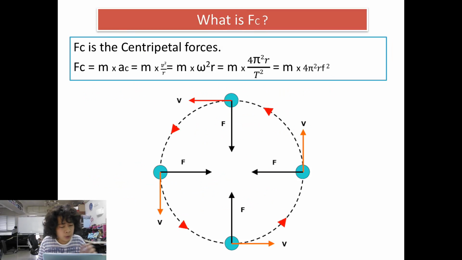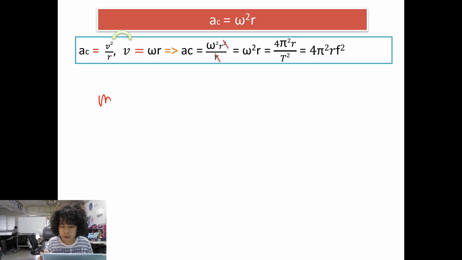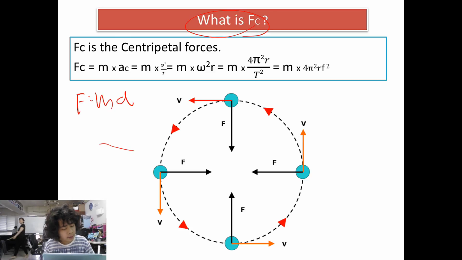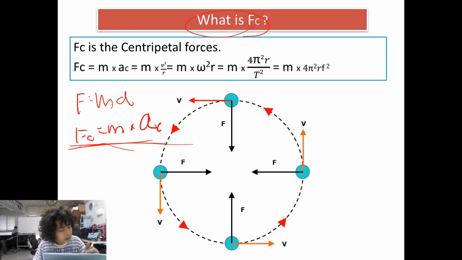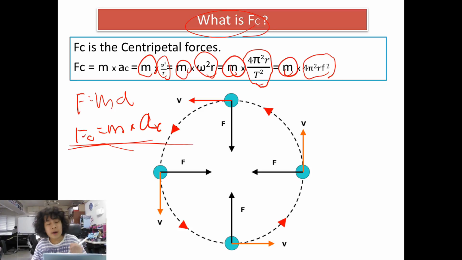And next, what is FC? FC is centripetal force, not centripetal acceleration. Centripetal force is the force toward the center, because whenever there's acceleration, there's force. Because F equals MA, FC equals M times AC. So for all the formulas, V squared over R, omega squared R, 4 pi squared R divided by T squared, 4 pi squared R F squared, just multiply by m and you get FC. Because there's AC, there's FC. This is a force towards the center, called centripetal force.